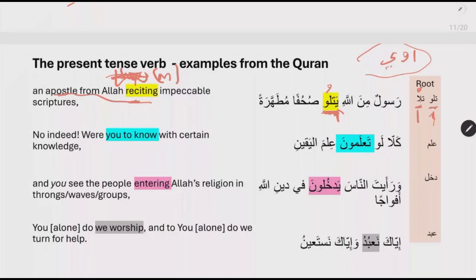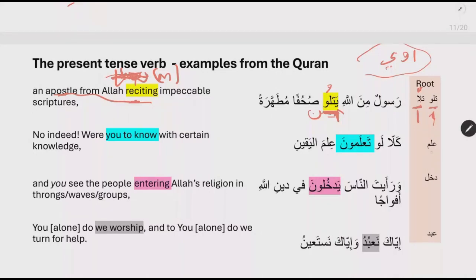Yatlu. If you want to show the plural form, then yatluna will come in, with that noon. Yaktubuna, yatluna: the noon will show the plural form of this particular weak verb, because the weakness is the fact that it's got an alif, waw, or ya in it, and from the root, the alif changed to a waw, and that's how this one is a bit different. It's kind of unique in that sense.